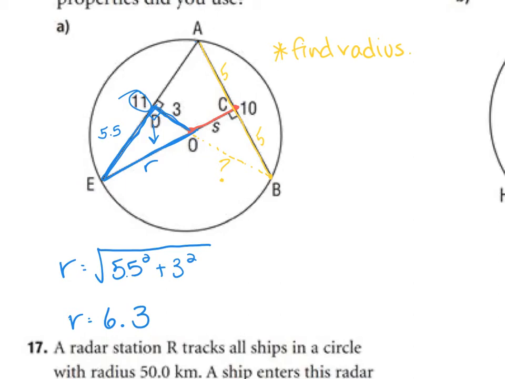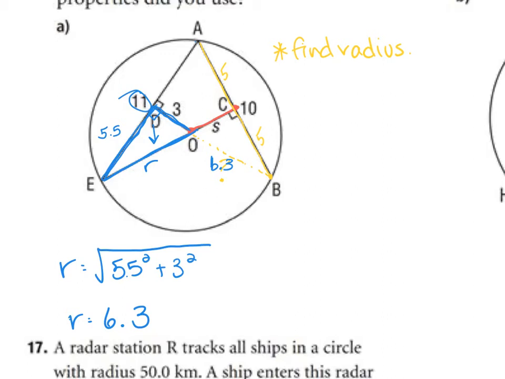If you're in high school, you'll learn that you actually really shouldn't round this answer. You should keep as many decimal places as you can. But for grade 9, I'm just going to round it to the nearest tenth for right now. So 6.3. So now that I know my radius is 6.3, that means that back over here, that side is 6.3.